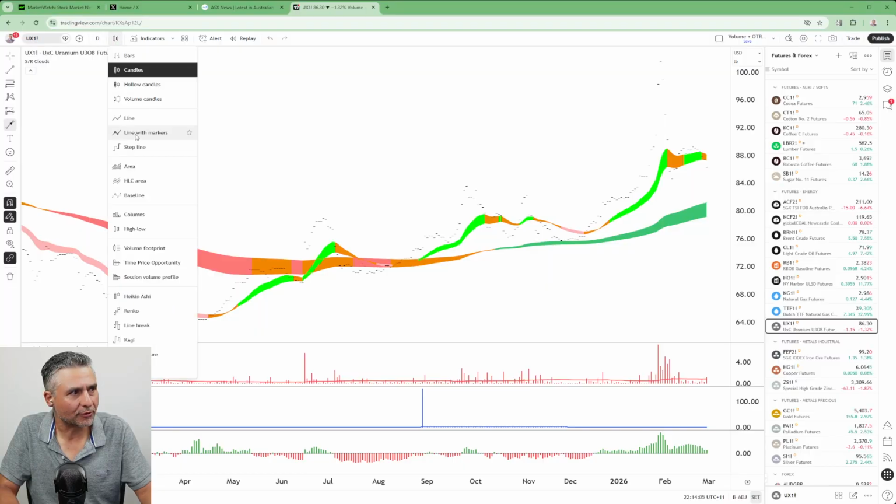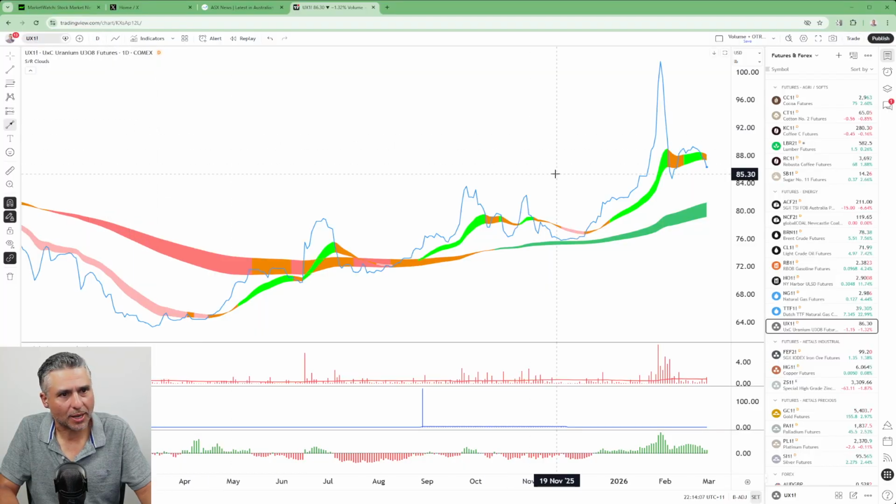Uranium came off on Friday. It'd be interesting to see what happens tonight. I don't know what the permutations are with the uranium price. Not that I really care, but we'll just follow the trends there as we usually do.